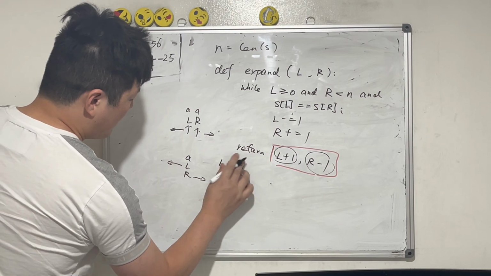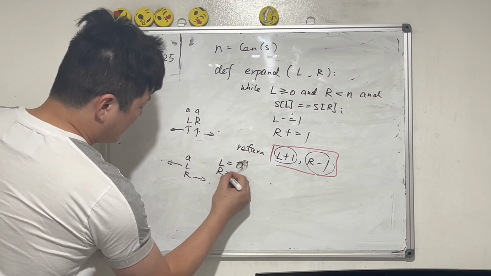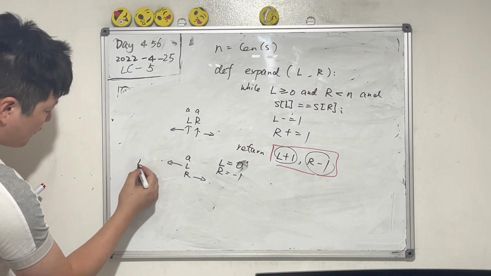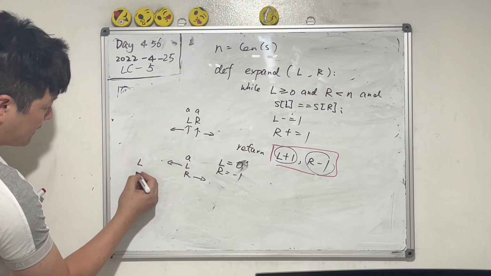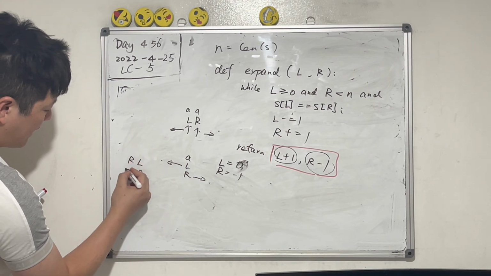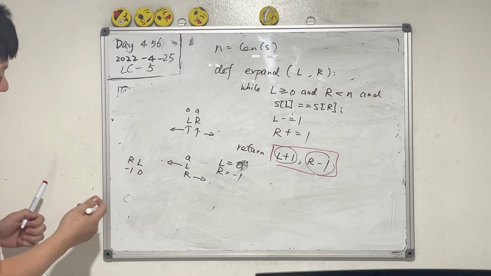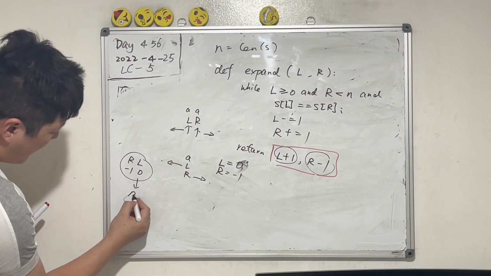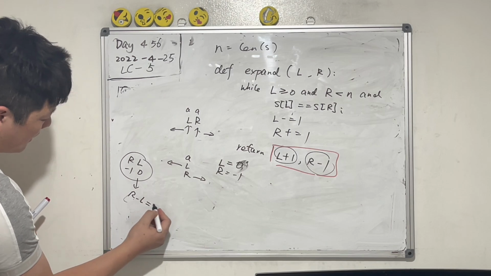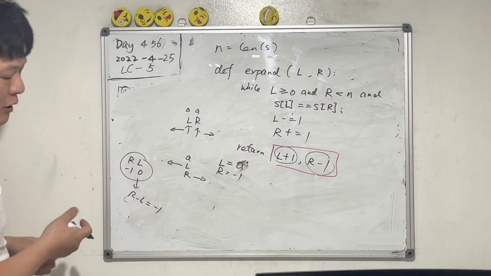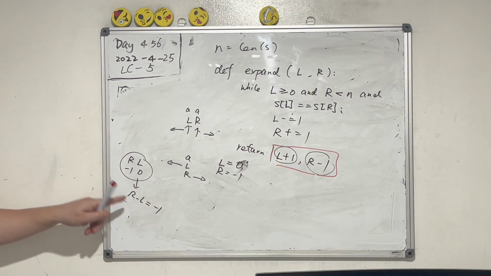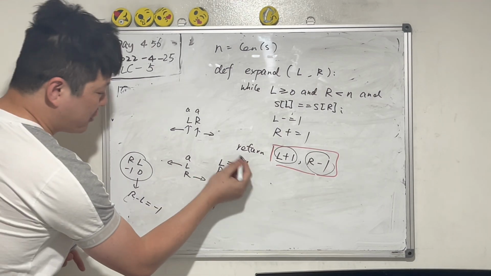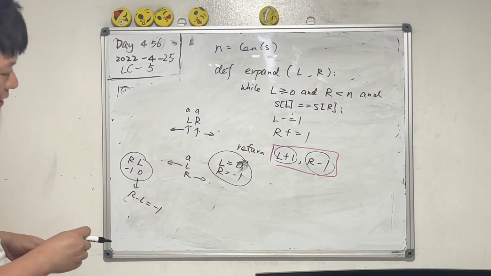L equals 0, R equals -1. Look at the beginning, L is 0, R is -1. So this is opposite. Why do we need that? Because in this case the length will be R minus L, which is -1, right? So the minimum palindrome length would be one character. So we need to choose this initial state carefully.